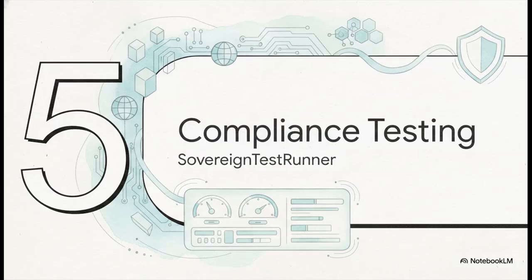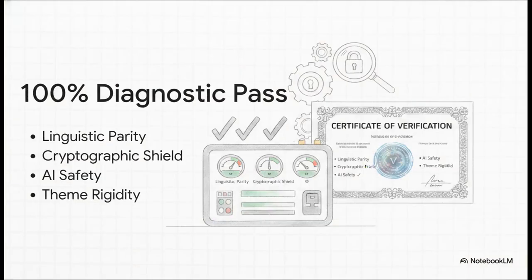Up next, integrity and compliance testing with the Sovereign Test Runner. Because building all these incredibly complex systems is one thing. Proving they actually work together in the real world is another. That's exactly why the developers built an onboard diagnostic dashboard right into the platform. They call it the Sovereign Test Runner.